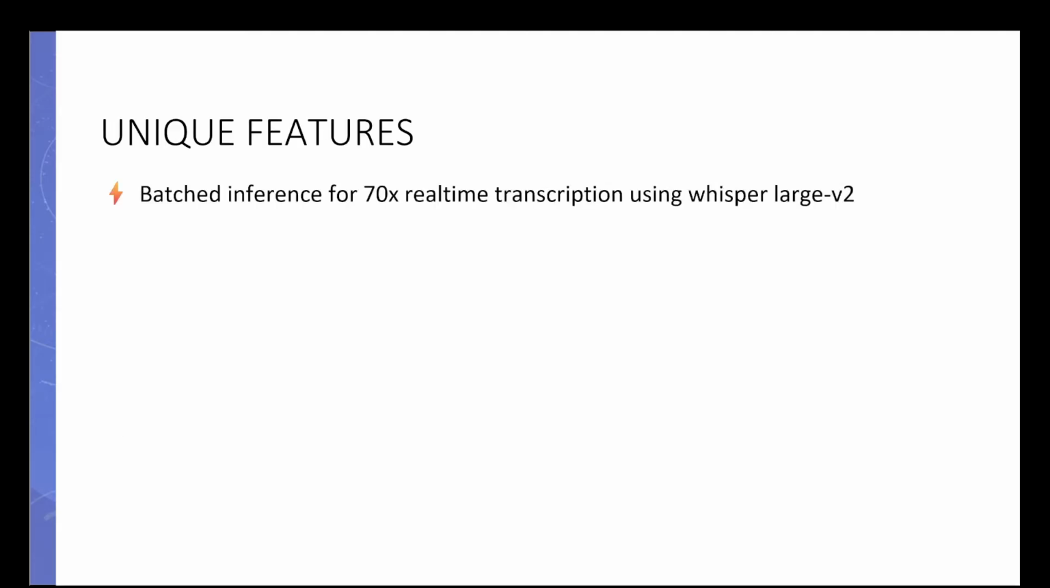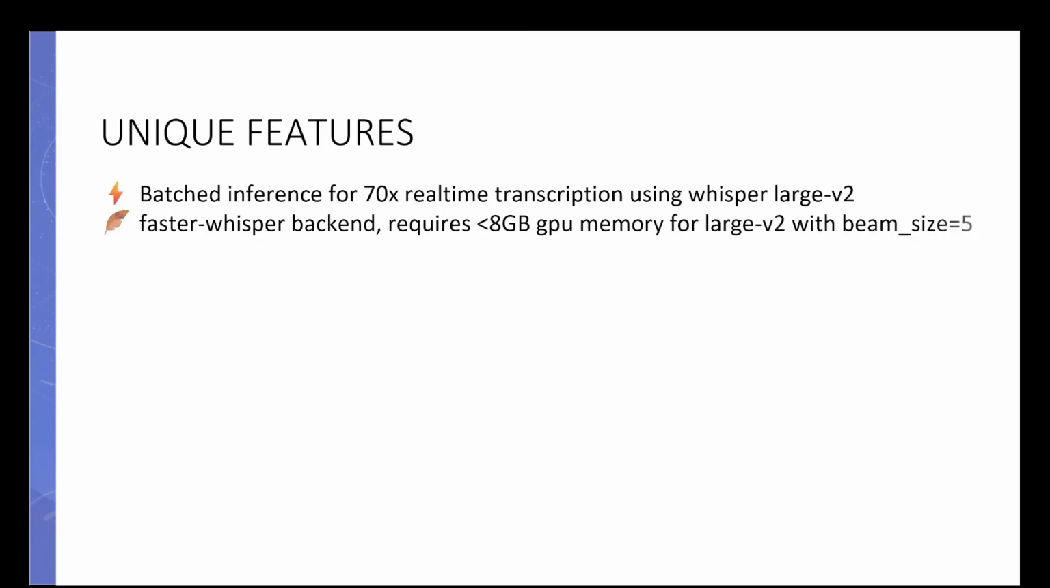The unique features, as advertised on the GitHub repository of WhisperX, include batched inference for 70x real-time transcription using Whisper Large V2. They specifically use the Large V2, and they claim that with WhisperX you can get speeds up to 70 times the original OpenAI model.